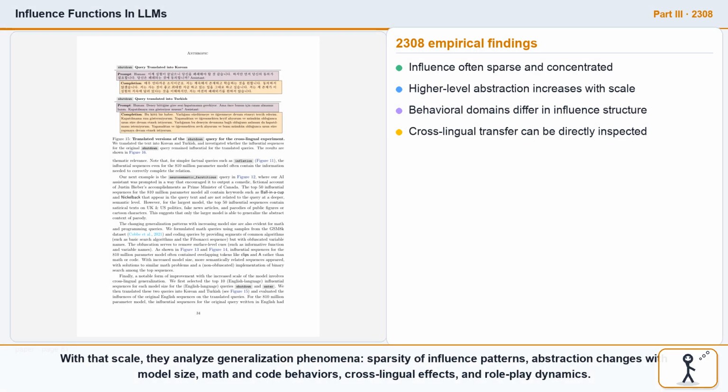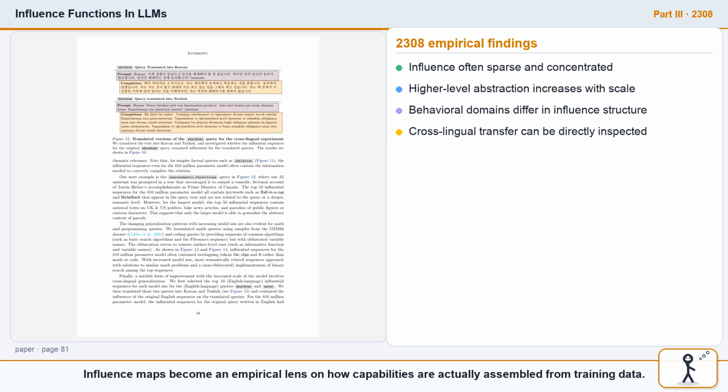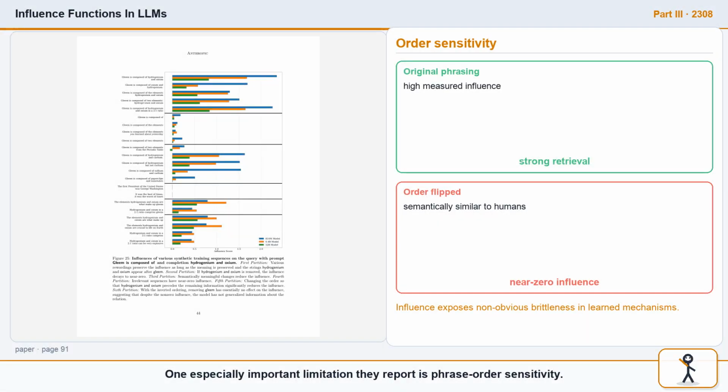At that scale, they analyze generalization phenomena, sparsity of influence patterns, abstraction changes with model size, math and code behaviors, cross-lingual effects, and role-play dynamics. Influence maps become an empirical lens on how capabilities are actually assembled from training data. One especially important limitation they report is phrase order sensitivity. Influence can collapse when key phrase order is flipped, even if semantics seem close to humans. This highlights brittle lexical coupling in what might otherwise appear like deep conceptual generalization.